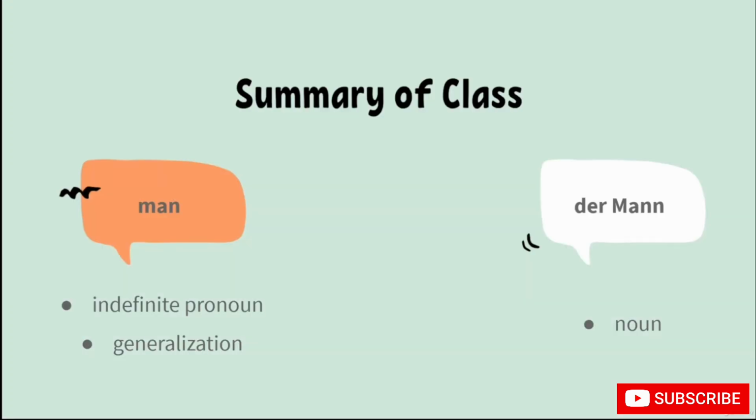To sum up, man is an indefinite pronoun and it is used to generalize something. For example, when we are expressing a rule, then man must be used. And it means you or one. Der Mann is a noun and it means man or husband. And it symbolizes a person.